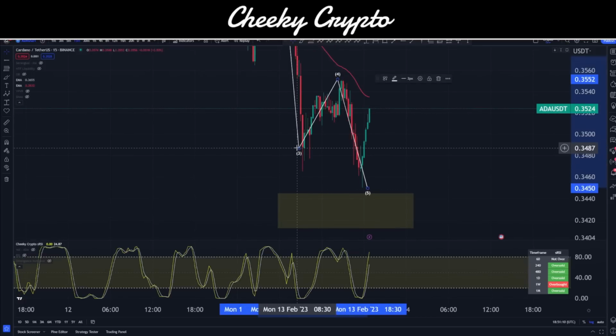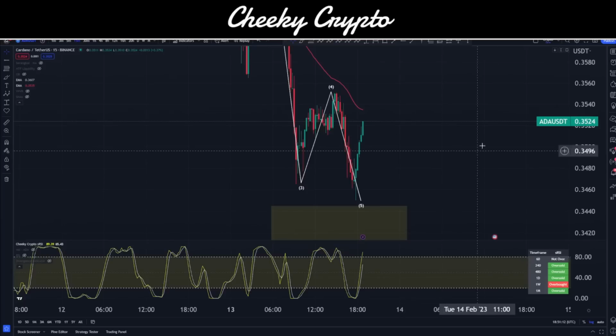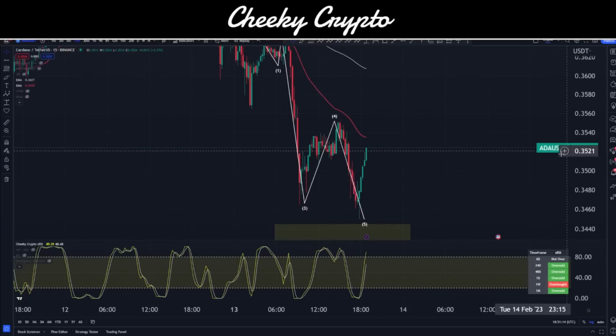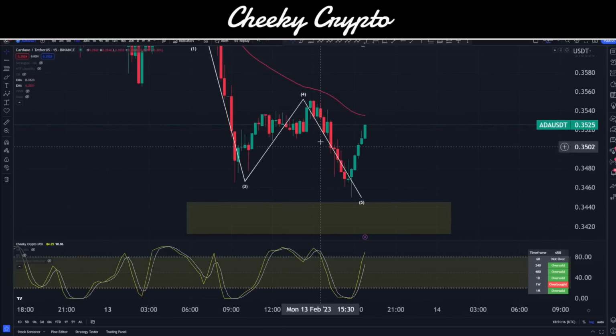So we see this move down here, this being our expectations. Now, we've actually just narrowly missed it. This could be for a couple of different reasons. Sometimes our 5th waves end up missing this target, and really we can't see it on the 15-minute.